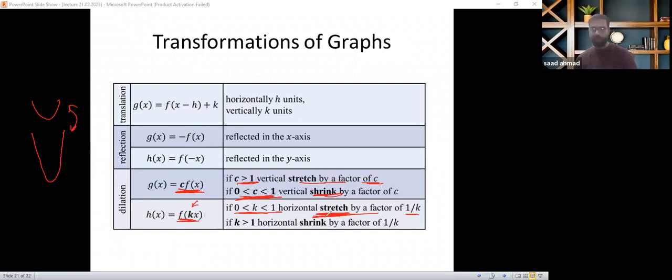If you multiply by a fraction, a number in between 0 and 1, and if you multiply it with a number k greater than 1, then it's a horizontal shrink by the factor of 1/k. It's not a shrink or stretch by the factor of k, but instead it's a shrink or stretch by the factor of 1/k. Let me show you some example actually on this.